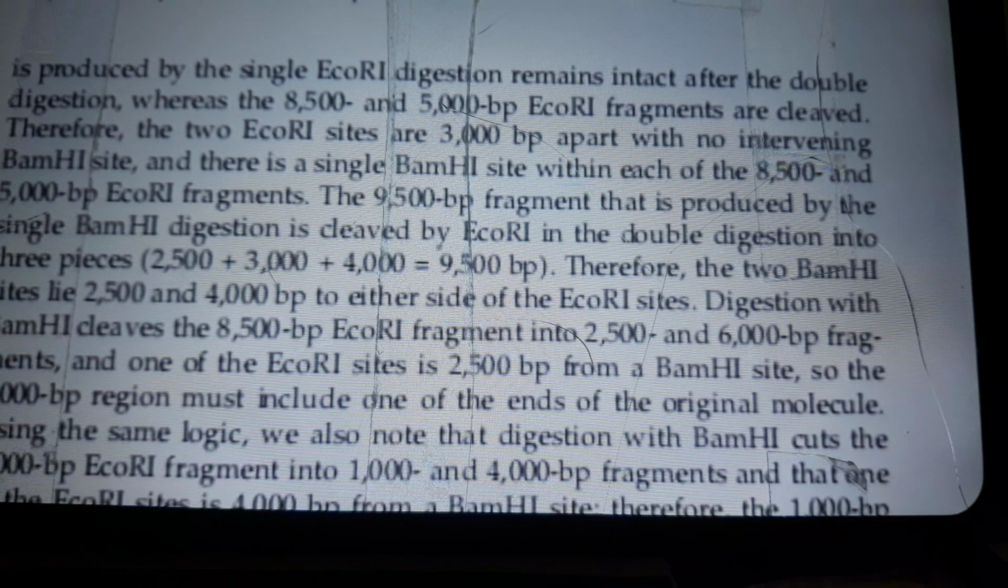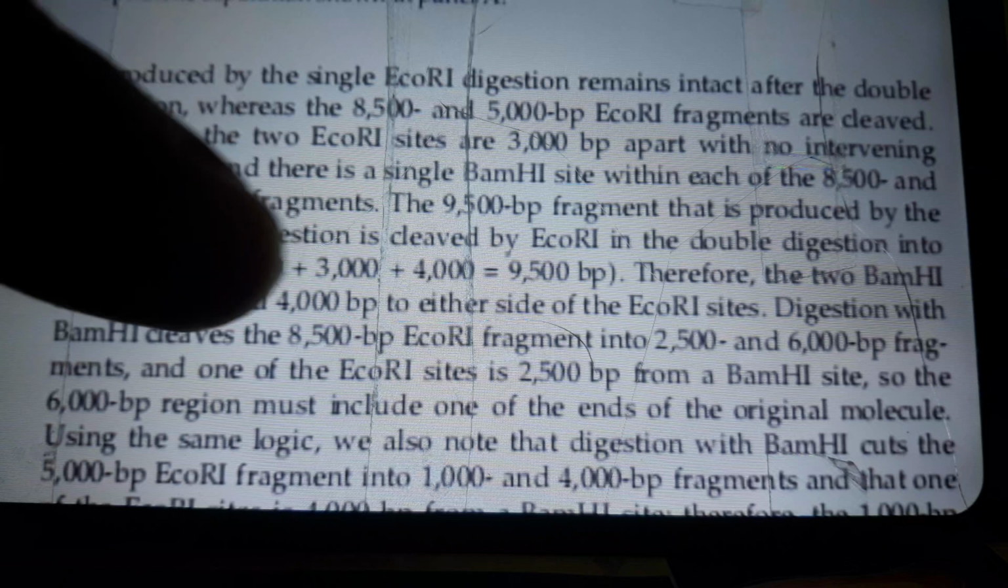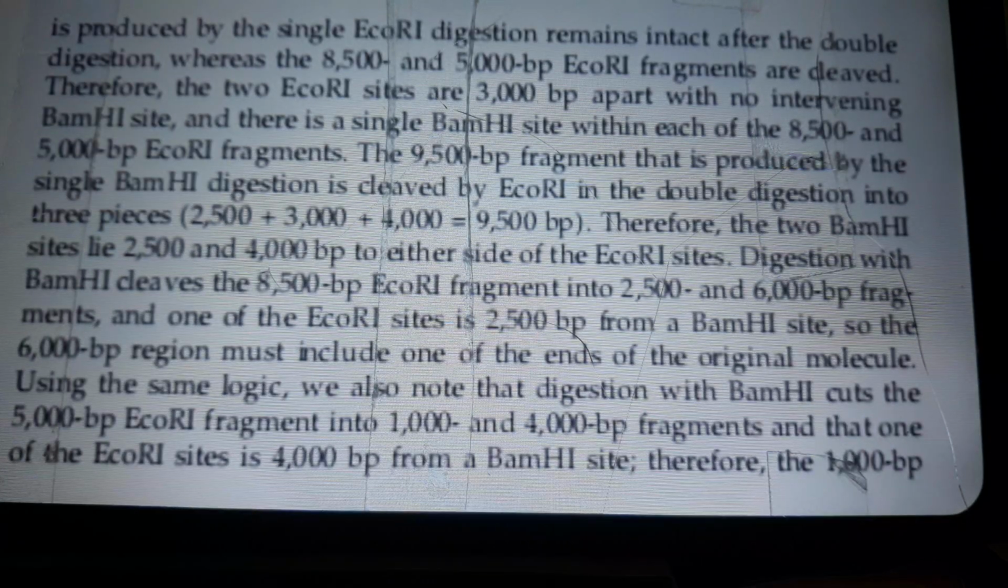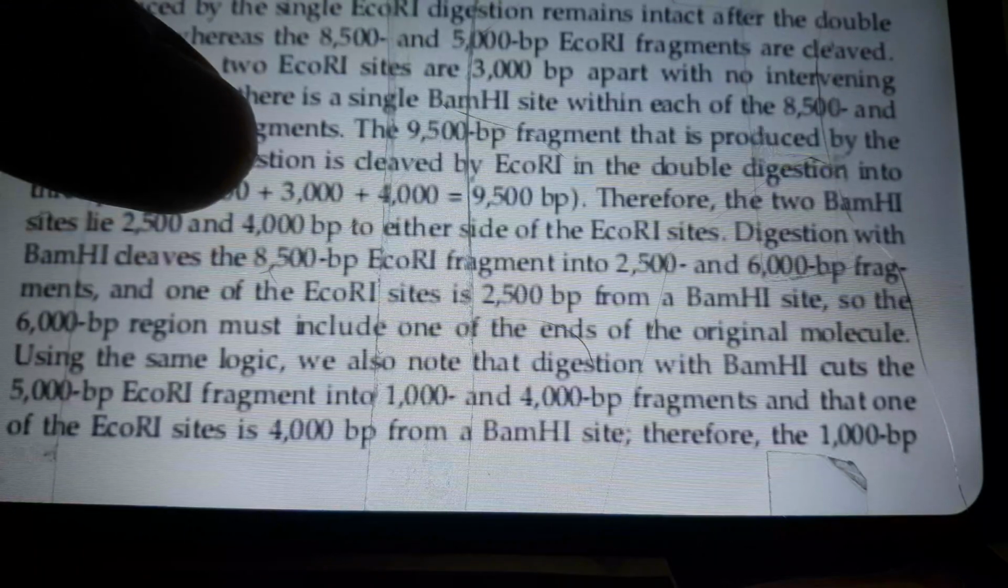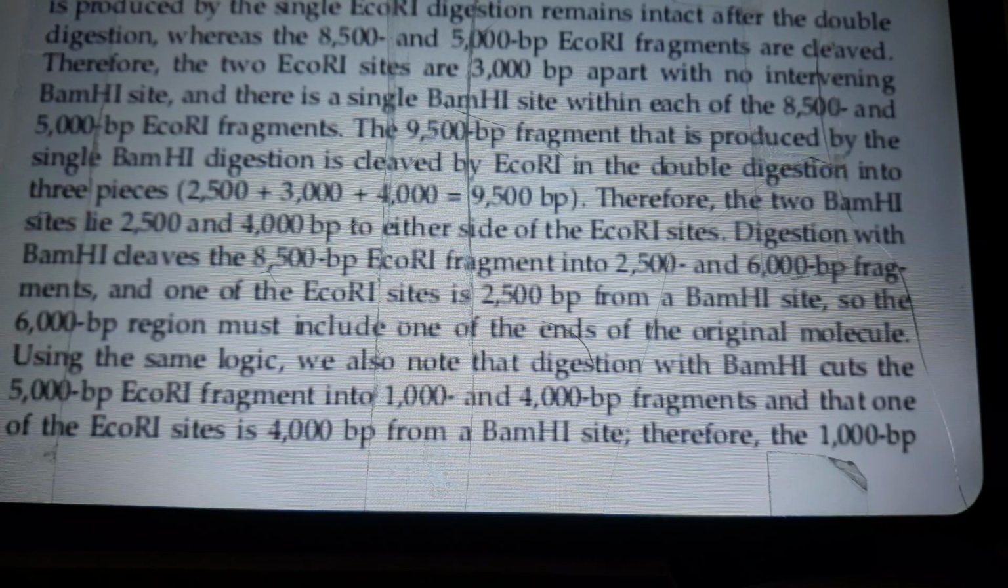B. Restriction endonuclease map derived from the digestions and electrophoretic separation shown in panel A. The 3000 bp fragment produced by the single EcoRI digestion remains intact after the double digestion, whereas the 8500 and 5000 bp EcoRI fragments are cleaved. Therefore, the two EcoRI sites are 3000 base pairs apart with no intervening BamHI site, and there is a single BamHI site within each of the 8500 and 5000 bp EcoRI fragments.